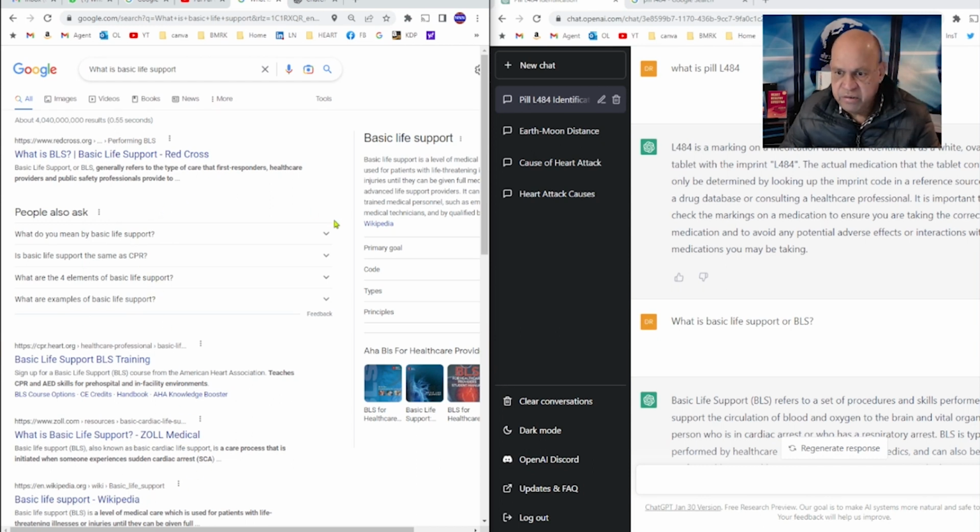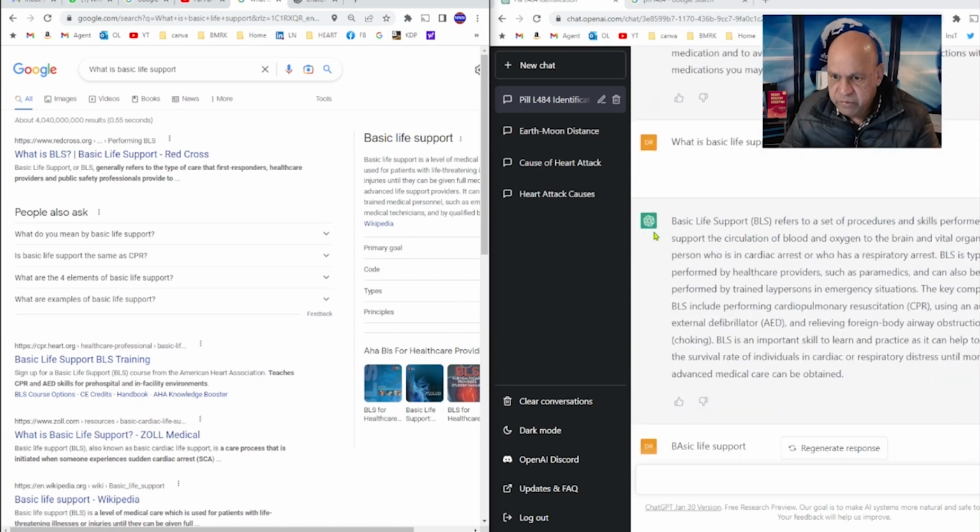more information. Whereas if I were to put what is basic life support in ChatGPT, it gives you basic life support refers to a set of procedures and skills to perform to support the circulation of blood and oxygen to the brain and vital organs in a person who is in a cardiac arrest or who has a respiratory arrest. So this is more specific, more targeted to your particular question.